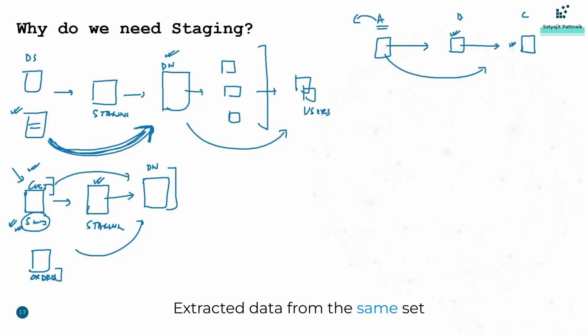Extracted data from the same set of source systems is going to be used in multiple places. It could be data warehouse loading, ODS loading, third-party applications, etc. The ETL process involves complex data transformations that require extra space to temporarily stage the data. So there are multiple reasons why we need a staging environment. Going without one is also possible, but it is always recommended to have a staging environment.